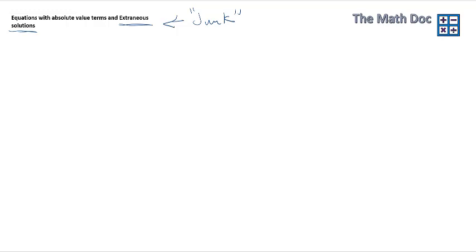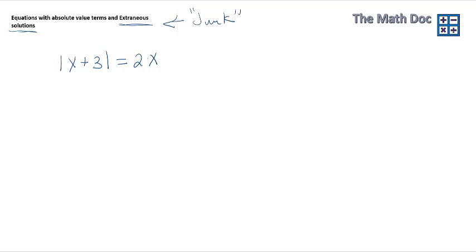So let's look at this example here. We have an absolute value of this term x plus 3, and let's say it equals this term 2 times x, where we don't have an absolute value on this term. So we have two terms. It's pretty simple, but we have this issue where we have one term with an absolute value.